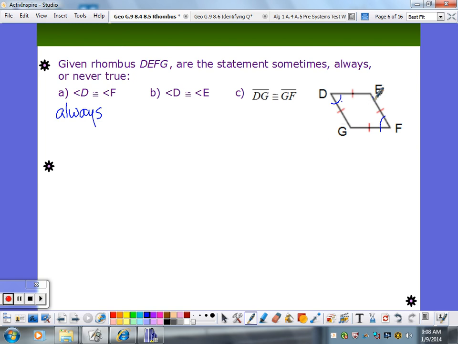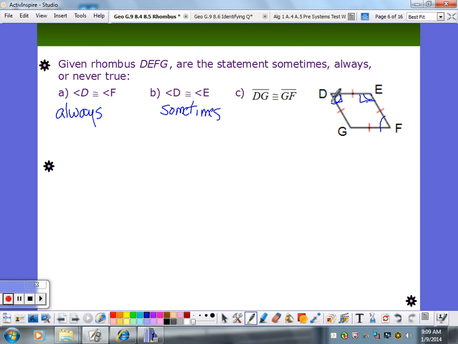How about angle D congruent to angle E? Sometimes, always, never? Sometimes. Why not always? Because they're supplementary. There we go. Okay, so she said they're supplementary. So that would mean that the only way they can be congruent is if they're both 90. What kind of parallelogram has 90-degree angles? What do you think, Elizabeth? Square. Do I know it's guaranteed to be a square? Well, if it's a rhombus, it is. So this is a sometimes. It can be, but not always.